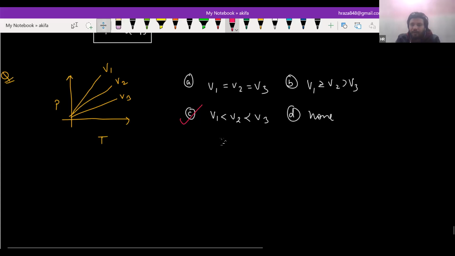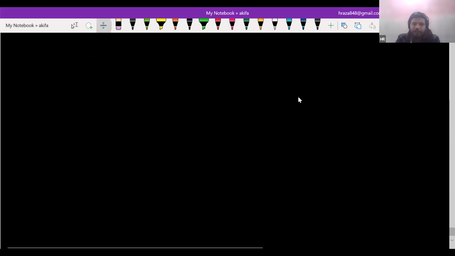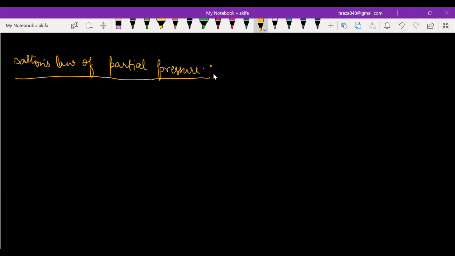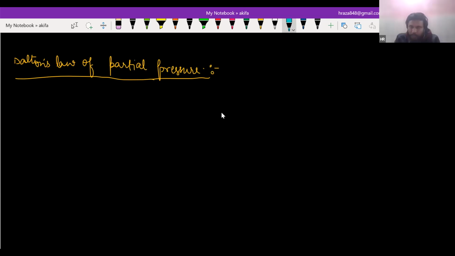Okay, moving to the next topic, which is Dalton's law of partial pressure. Do you know how to find mole fraction? Given number of moles by total number of moles. Okay, I will tell you how to calculate mole fraction.